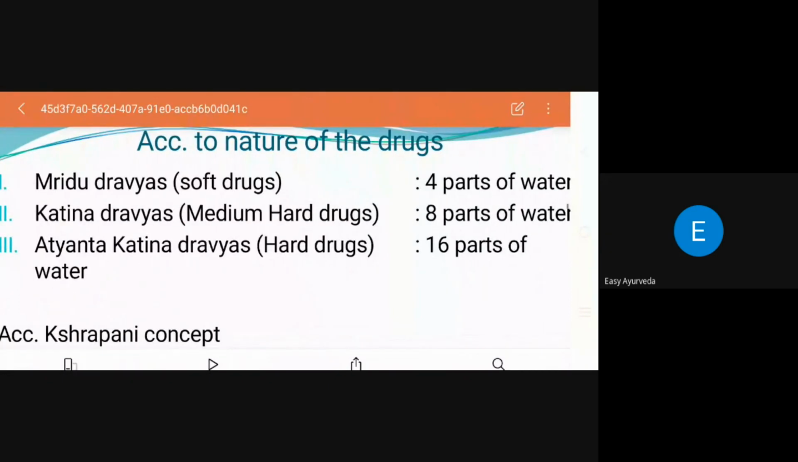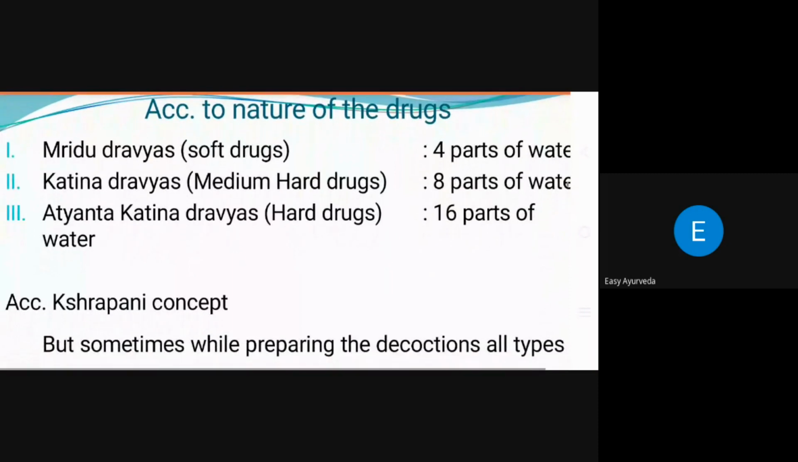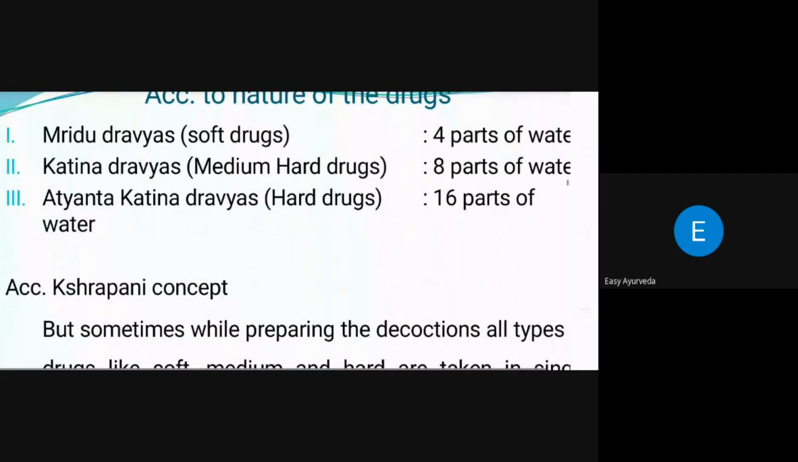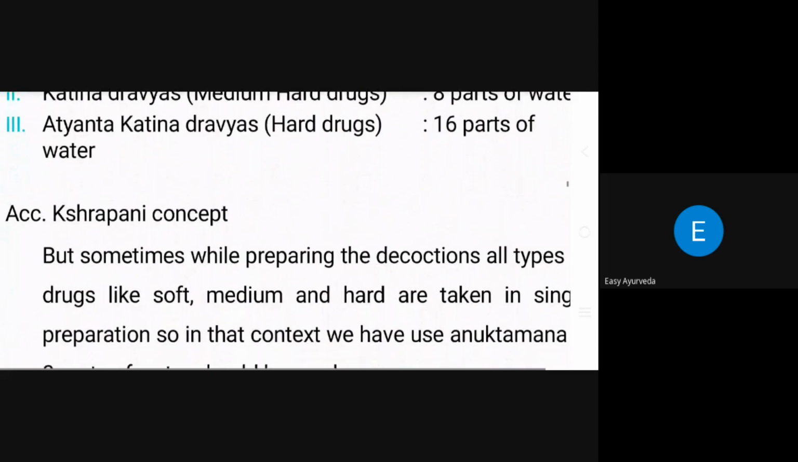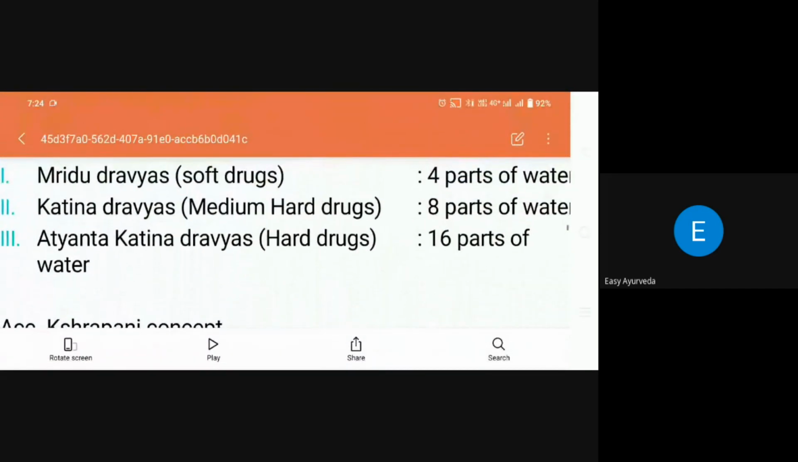Mrudu Dravyas, 4 parts. Katina Dravyas, the medium hard drugs, 8 parts. And Atyanta Katina, meaning harder ones, in that context 16 parts of water. And in this context, definitely the drugs have to be kept overnight so that the hard drugs get softened. Another question will be raised on this.